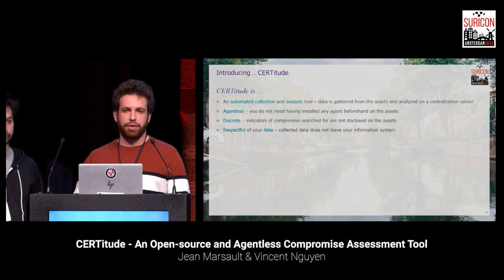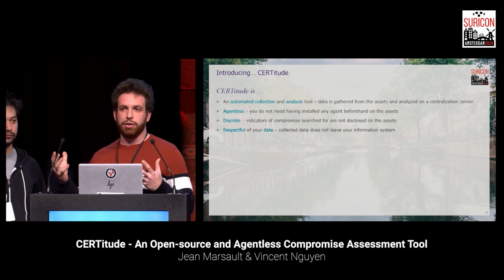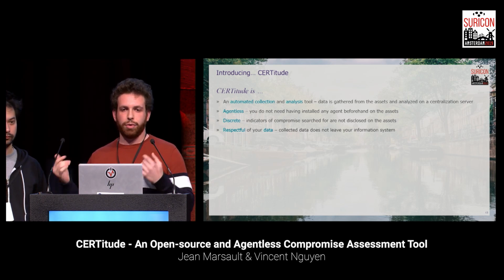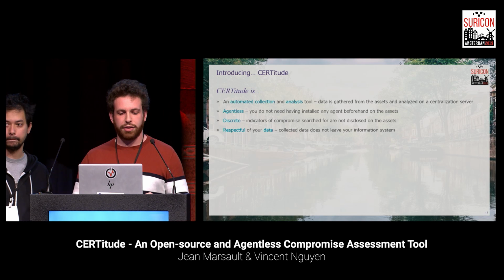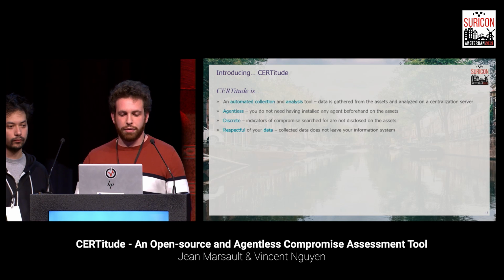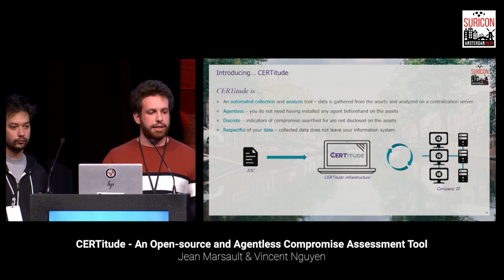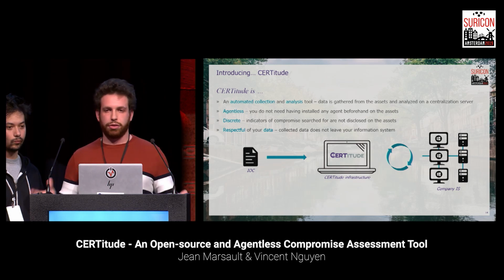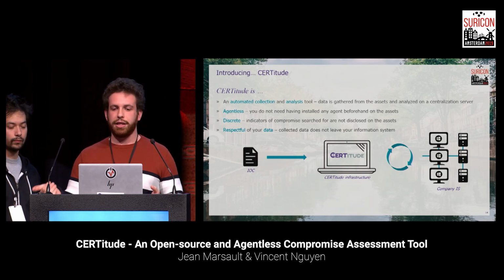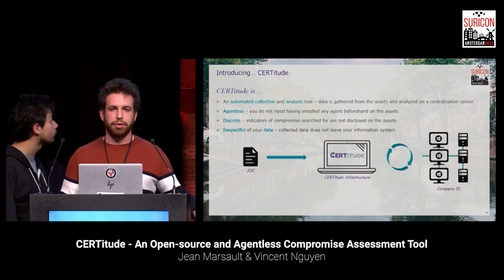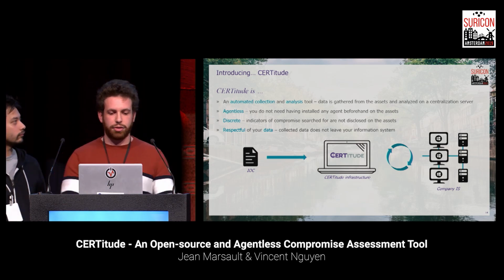And finally, it's respectful of your data. The client data will not leave its information system. It will stay there and it will be analyzed there, so clients who have sensitive data won't have any problem with your tool being lodged on this information system. So if we recap all of this, you get this picture. Basically, CERTitude is a tool that you run on the computer, that you feed with indicators of compromise, and that will get launched on the information system to gather data, analyze it, and then give back results.